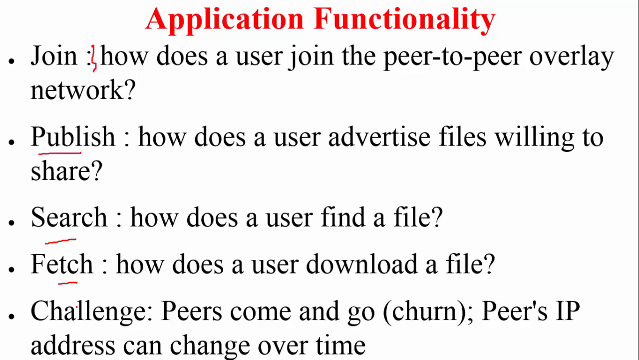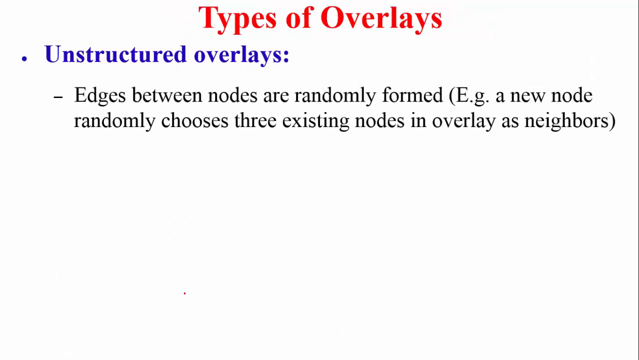And again, let me emphasize the challenge of peer-to-peer application design. One challenge is what we call churn. The churn is where peers come and go. They have intermittent connectivity. Not just that, each time they come and go, the peer's IP address can also change. So this makes the problem more difficult.